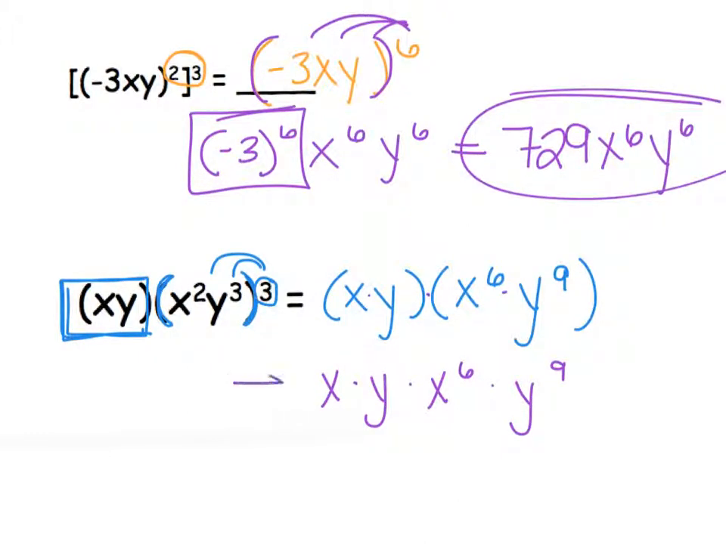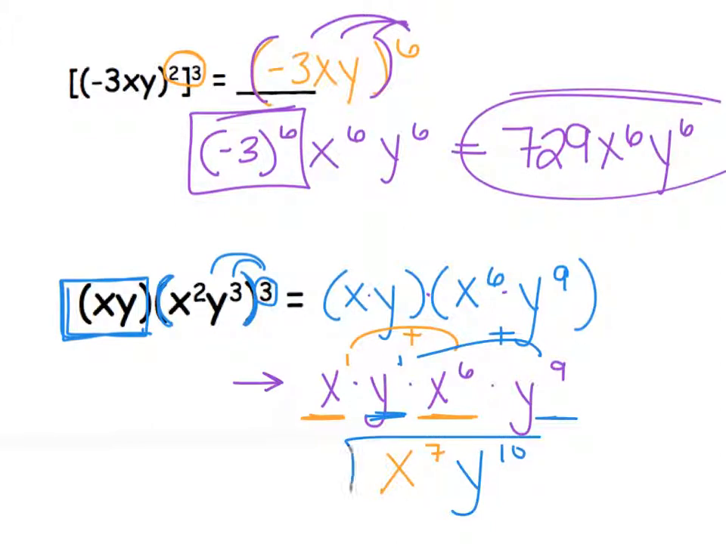When we look at the problem like this, we're really just going to use the product of a power property, where things with the same base have their exponents added together. So I'm going to have x to the 6 plus 1, which is 7, times y to the 1 plus 9, which is 10. And so x to the 7th, y to the 10th is my final answer.